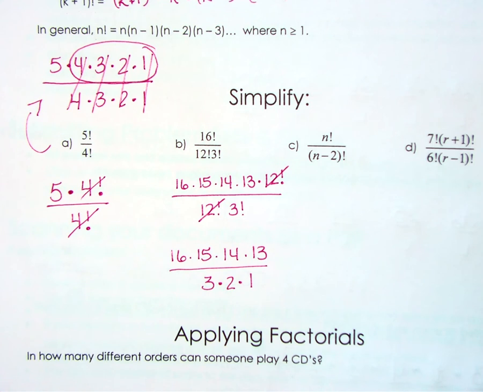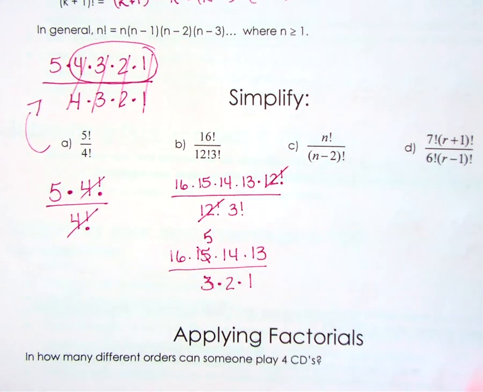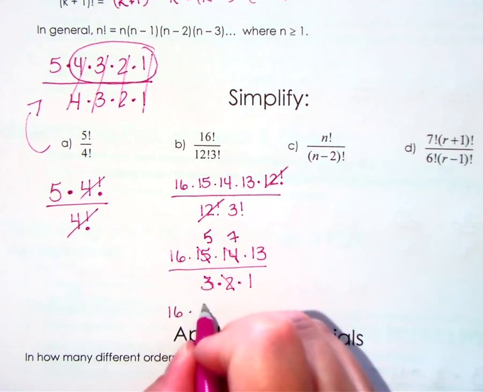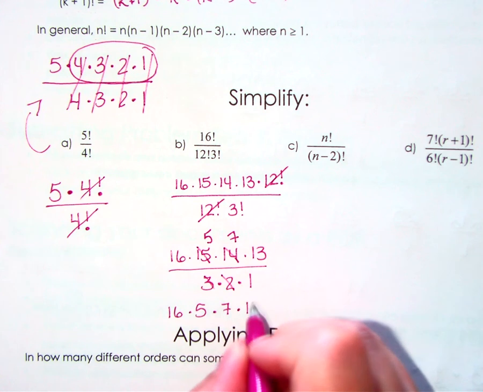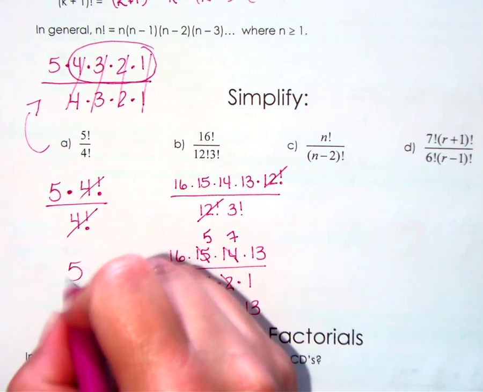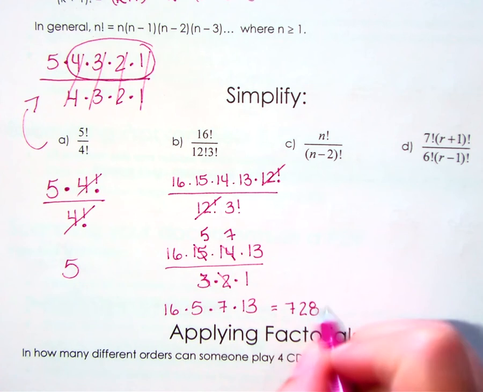Again, you could multiply them all together, multiply the denominators, and simplify those fractions. I'm going to do it right now. 3 goes into 15 5 times. 2 goes into 14 7 times. So really I'm going 16 times 5 times 7 times 13. Oh, I guess this is 5. And then this one would equal, what's that? 16 times 5 times 7 times 13, 7,280.